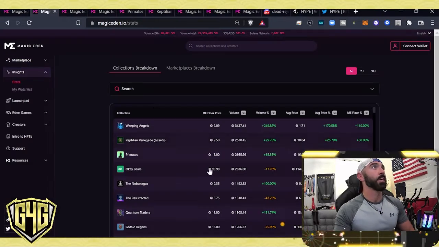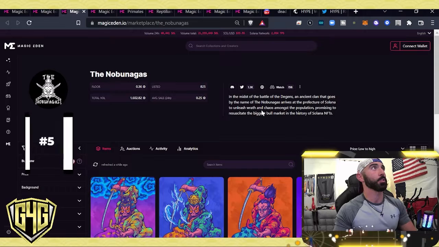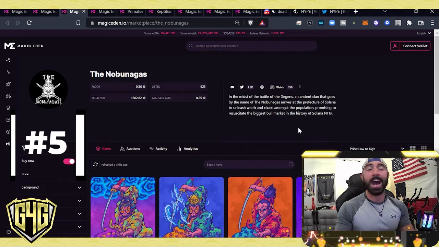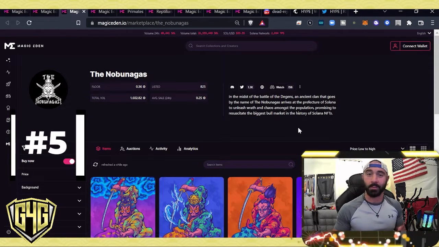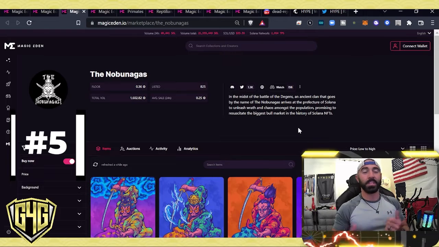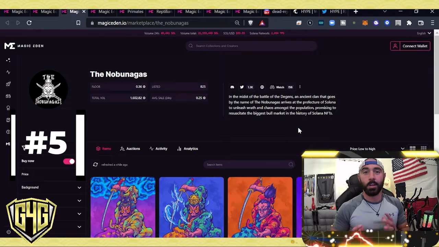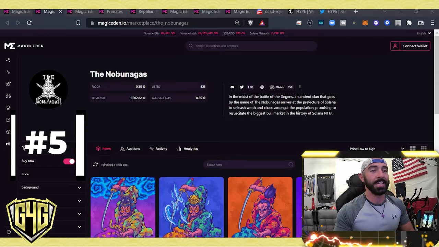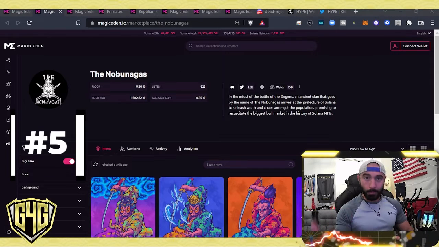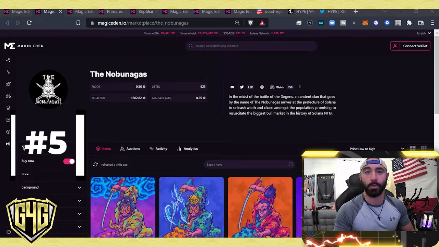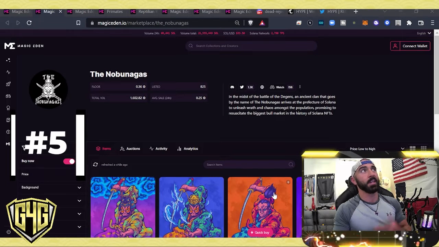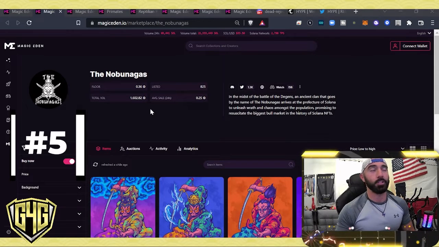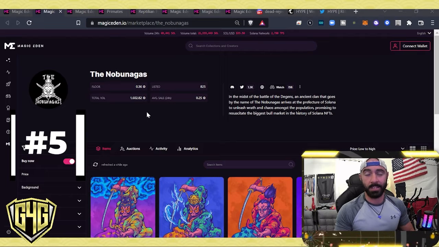Number five is a newcomer to the game here. This one is the Nobunagas. I'm sorry if I am pronouncing that incorrectly, but these just minted. This is a brand new project, and literally, it is for the degens out there. So, minted for a price of 0.139 SOL, and as you can see, that floor price has already just about tripled from where it minted less than 24 hours ago.